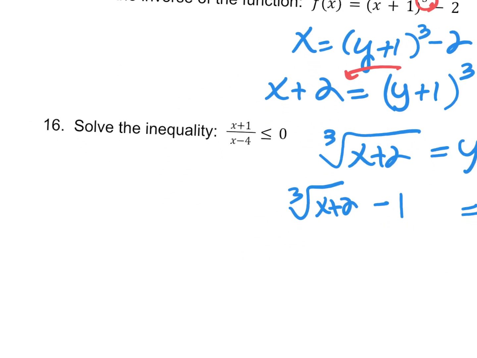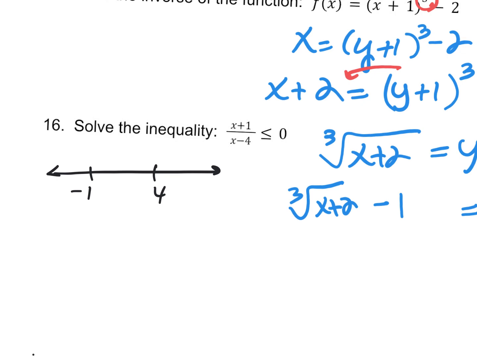Number 16, solve the inequality. Good thing about this inequality is it's just one fraction, okay? So all we have to do is go ahead and draw our sign graph down here. Whatever makes the numerator 0 goes on it. Whatever makes the denominator 0 goes on it. So I get -1 and 4.